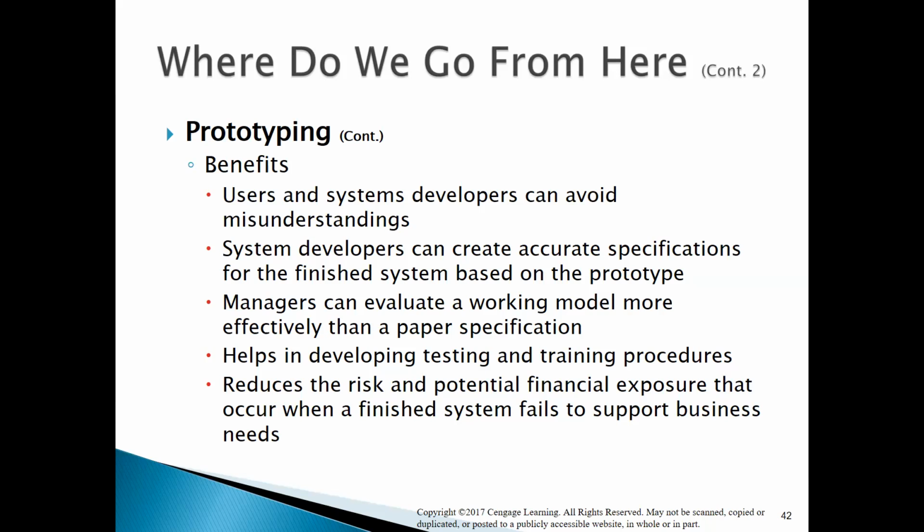System developers can create accurate specifications for the finished system based on the prototype. So once your prototype is there, fully fledged and working fine, all you have to do is replicate that into the actual system. Managers can evaluate a working model more effectively than a paper-specific design. Now, a logical design is something that is done on paper. A prototype is an example of a physical design. Physical design is when you actually try to get the thing done in real life, not on paper.